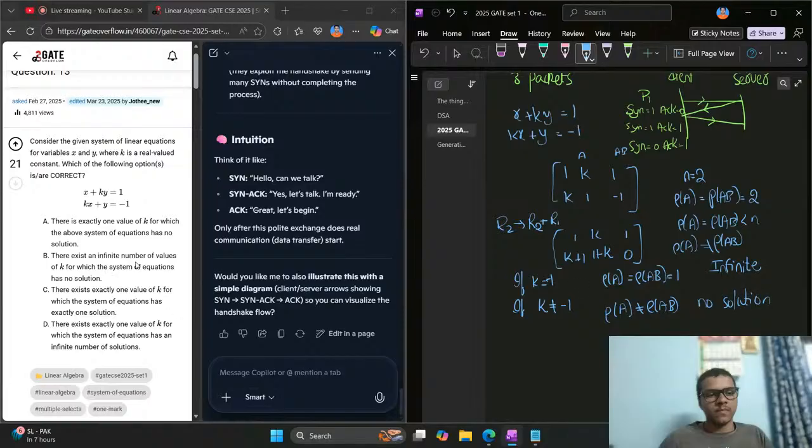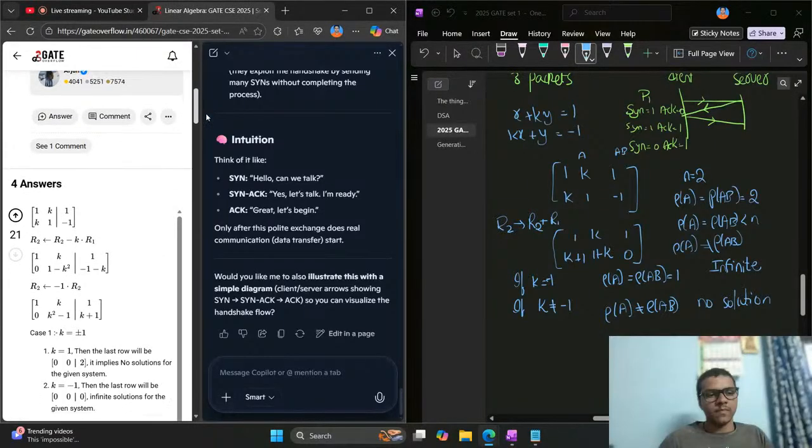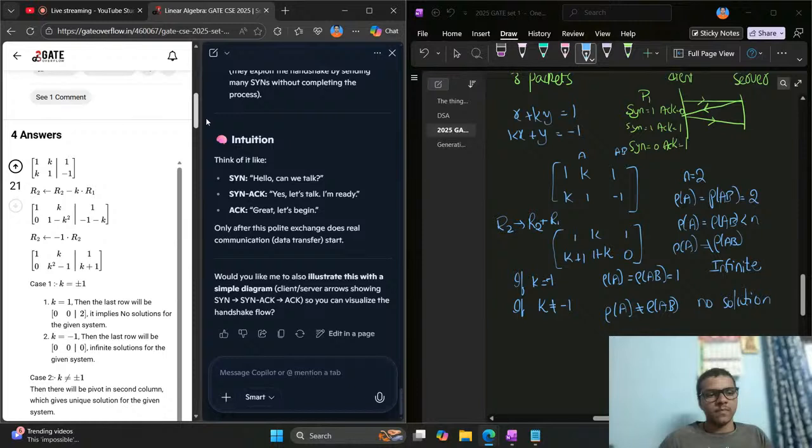There exists one value of k for which the above system has no solution. No, that's not true. Infinite number of values of k. This seems correct. Multiple correct. There exists exactly one value of k. Can you get exactly one solution for this one? I don't know. Infinite number of solutions. So B and D seem to be the correct answers.